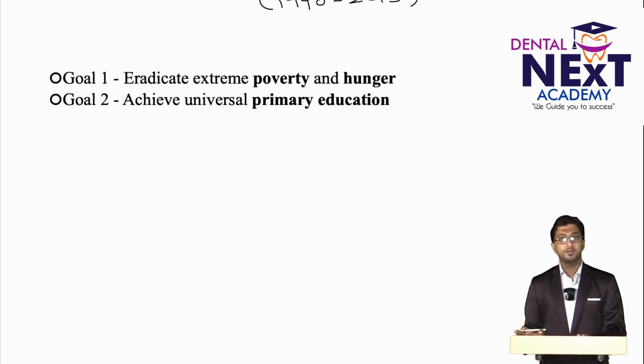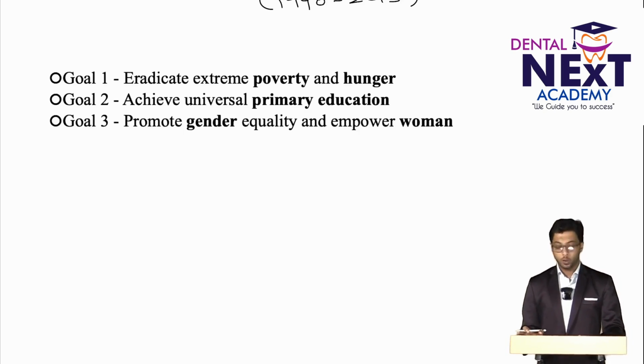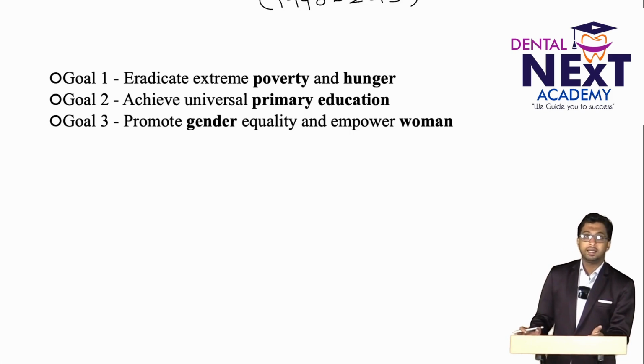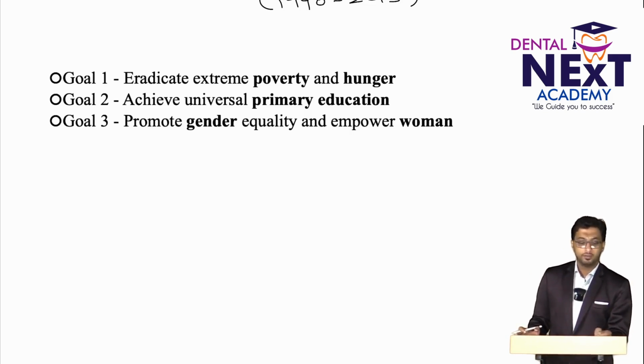Second is universal primary education. So the hunger is gone, give some education to the children. Then promote gender equality and empower women. Very, very important. Now see, in the current era, you won't understand the importance of this. There was a time when in the family the woman was considered secondary, even in big societies, even in developed countries.